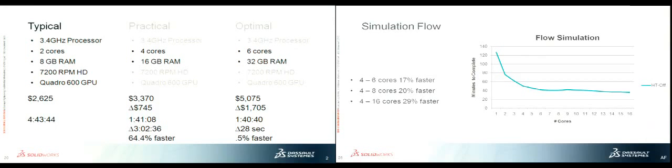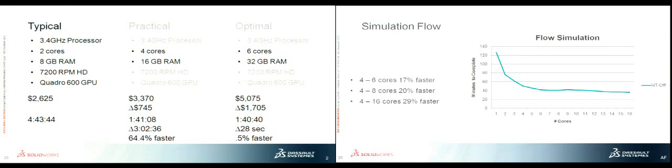Now for flow, we did a pretty substantial simulation. It took quite a long time to get through it. And from 4 to 6 cores, when we ran that test, we get 17% faster just going to 6 cores. Now, think about it. The i7 that we're using in our other workstation is a 6-core processor. It would not take much, monetarily, to go from 4 to 6 cores there.